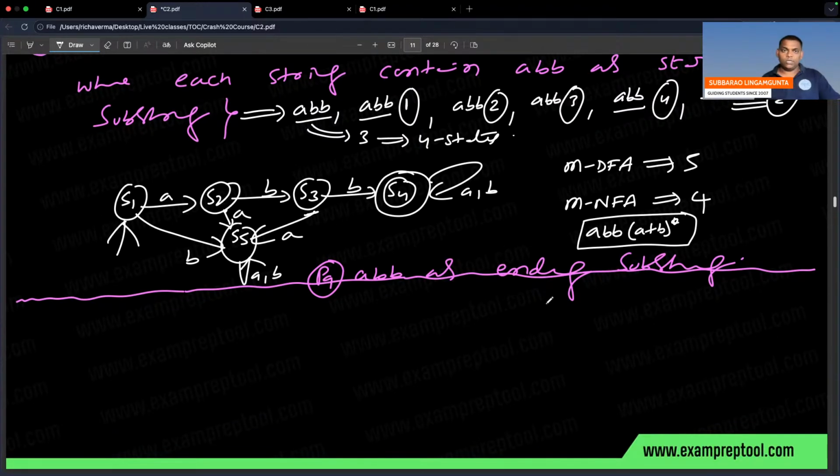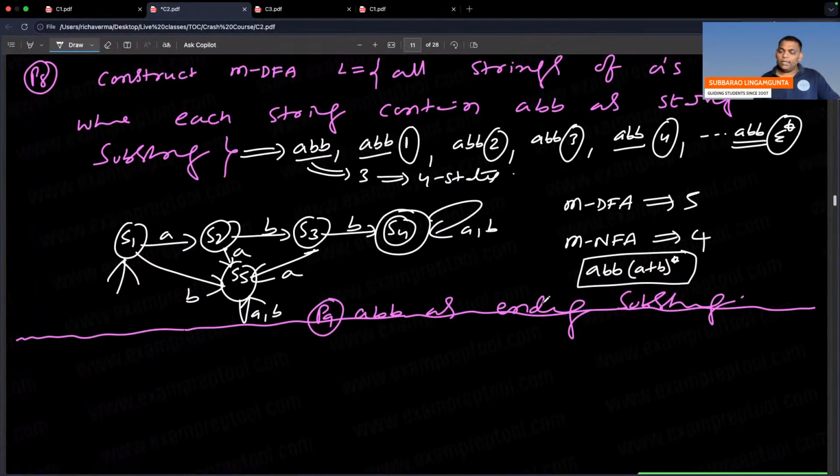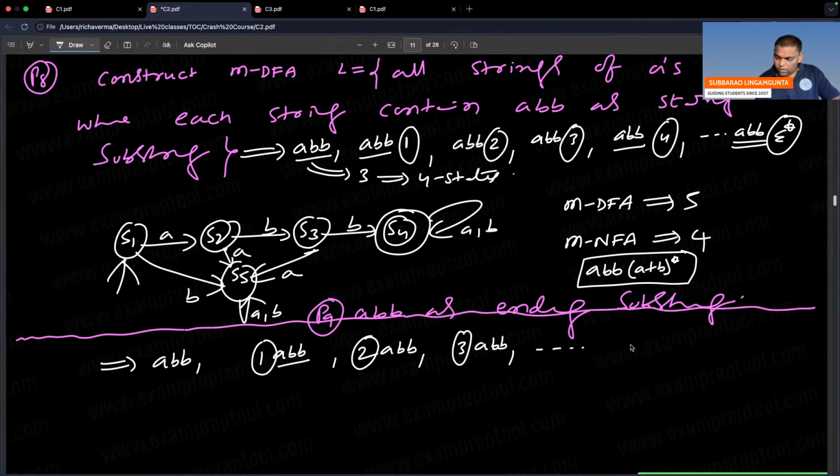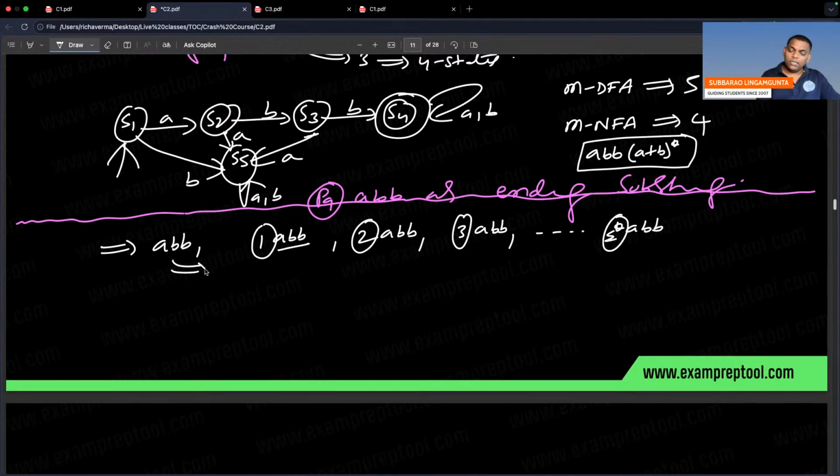ABB as ending substring. Please try to understand ABB as ending substring. Same story. First, let me write the language. ABB first should be there. Next one, ABB should be ending before one length, before two length, before three length, and so on. ABB should be ending before anything, so sigma star. Right now, I think the minimal thing is three length.